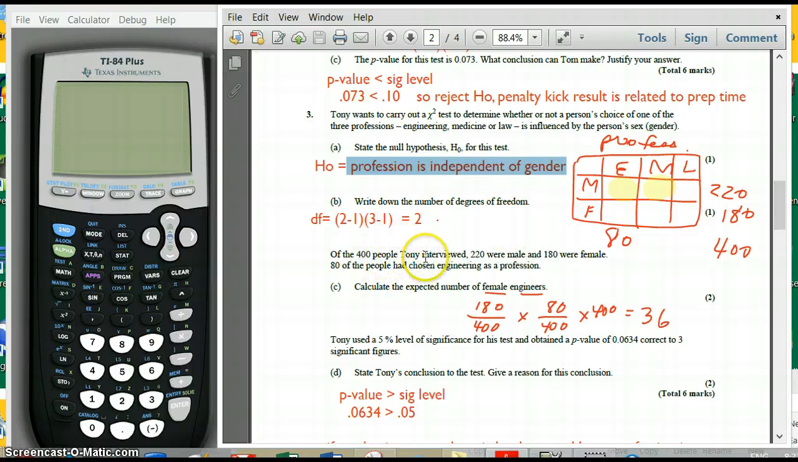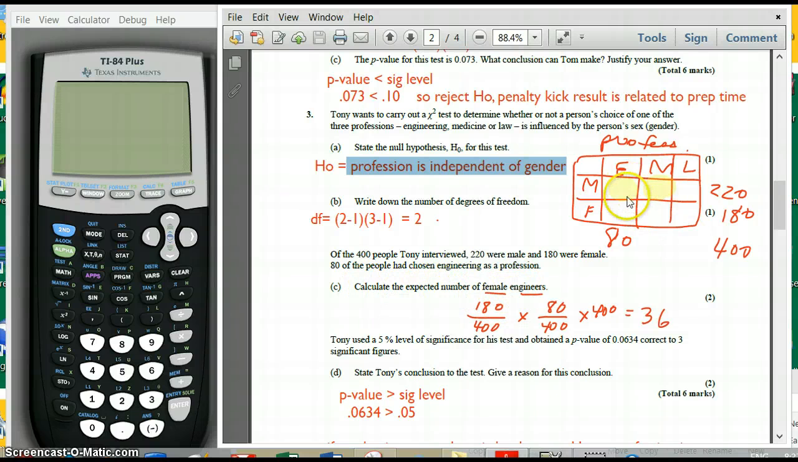Of the 400 people interviewed, 220 were male and 180 were female. So they gave us the subtotals for male and female. We write them down here. Total for all students is 400. And then they tell us that 80 of the people, men and women, chose engineering, so we put 80 in the engineering column. We don't know what these 2 columns are, but we don't need to know, because they never ask us anything about that. Calculate the expected number of female engineers.